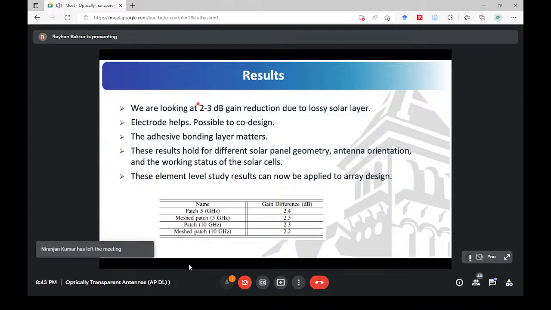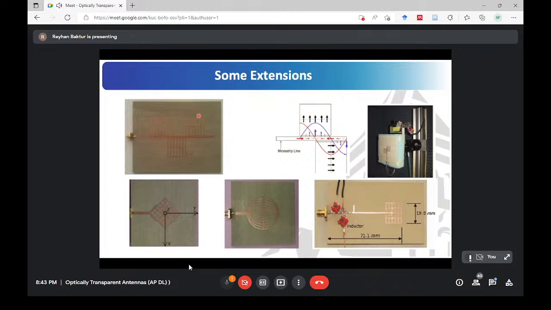Even if you just think of a 2 dB gain reduction, that will lower our efficiency to somewhere about 50%, right? So that's still better than most optically transparent conductors. So with that, a lot of system engineers for satellite making most likely will accept the results. So with the meshed conductor, we have some byproduct. After studying meshed conductors, we were able to see that we can assemble these meshes to improve the bandwidth of an antenna, or very easily make a circularly polarized antenna.